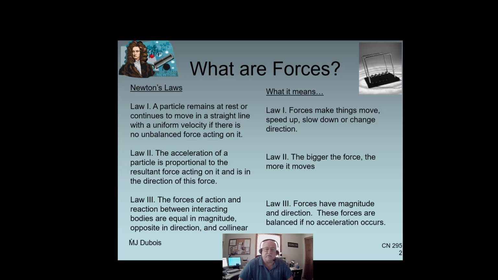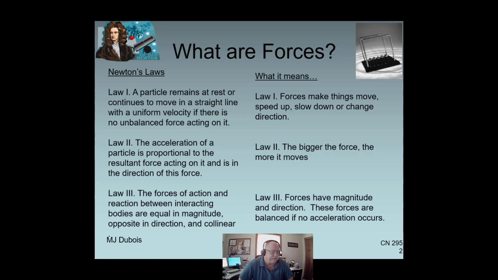It might be sitting still and it starts to move, or it's already moving, or here's one that you don't think about, it changes direction. That's also considered changing speed. Okay, Newton's second law, the bigger the force, the more it moves. And the third law says forces have magnitude and direction, which means a force isn't just a number, but it's what's called a vector.